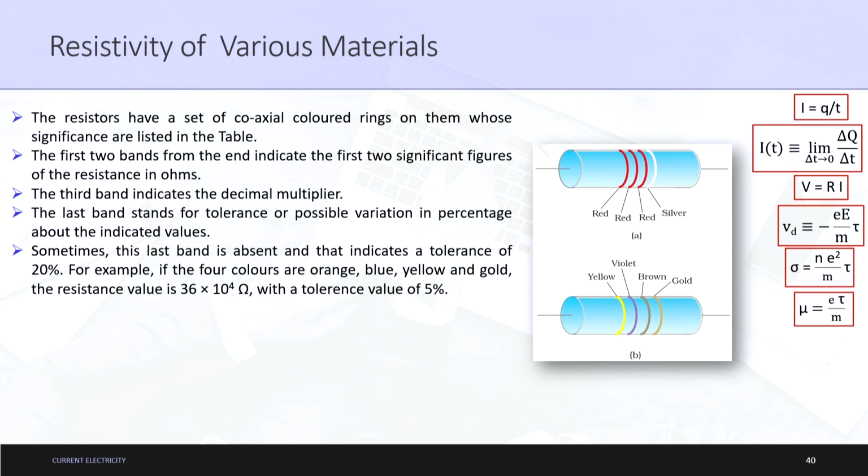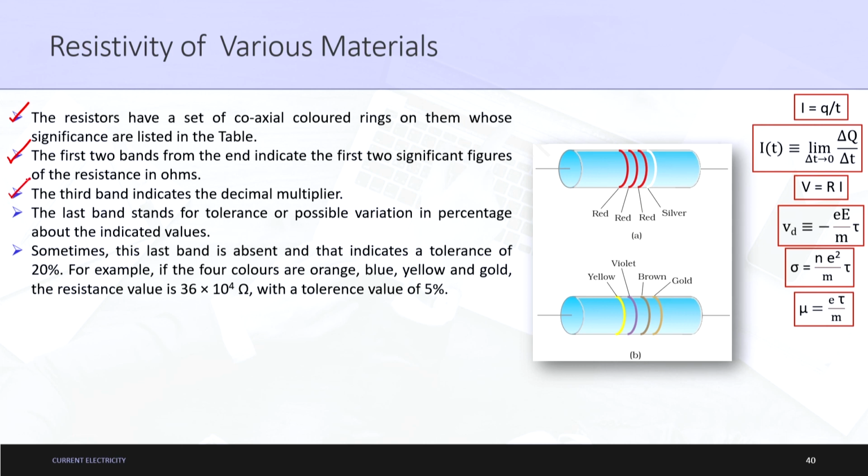The resistors have a set of coaxial colored rings, coaxial as in having the same axis. As you can see, this can be the axis and these are the color coded rings. Their significance is listed in the table I showed you in the previous slide. The first two bands from the end indicate the first two significant figures of the resistance in ohms. The third band indicates a decimal multiplier, that is 10 to the power how much.